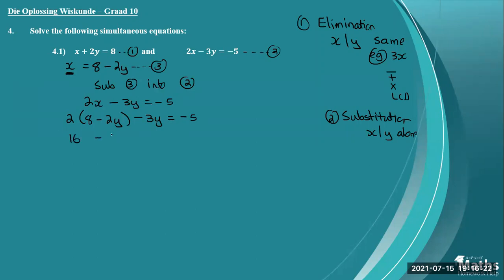This will be 16 minus 4y minus 3y is equal to negative 5. I owe 4 and I owe 3, so I owe 7y. I owe 5 and I owe 16, so I owe 21. You can do it step by step. You don't have to skip steps like me now. Then when you get a value for y, you can decide into which equation you want to sub it into. So I'm going to sub y is equal to 3 into equation 1.